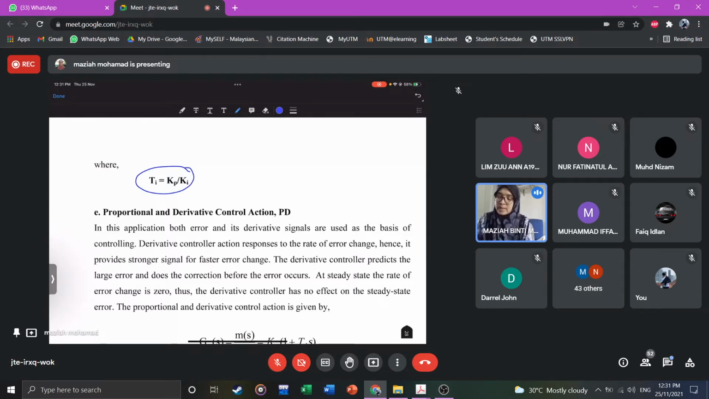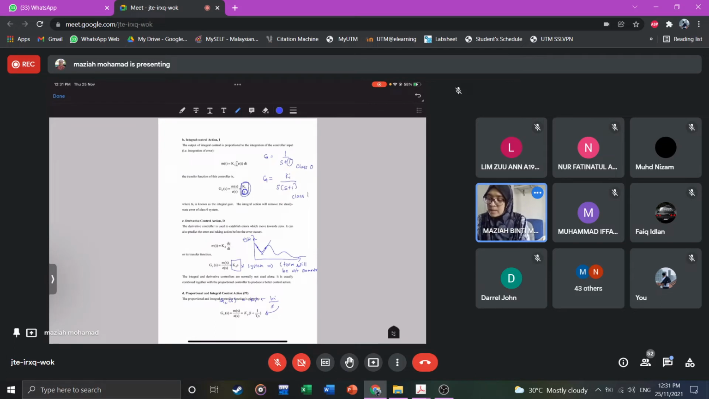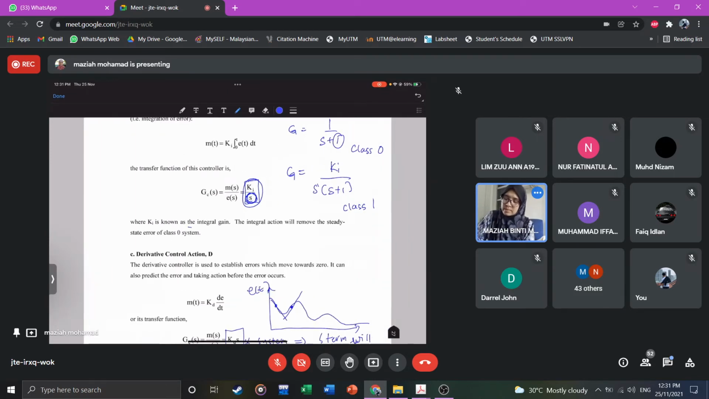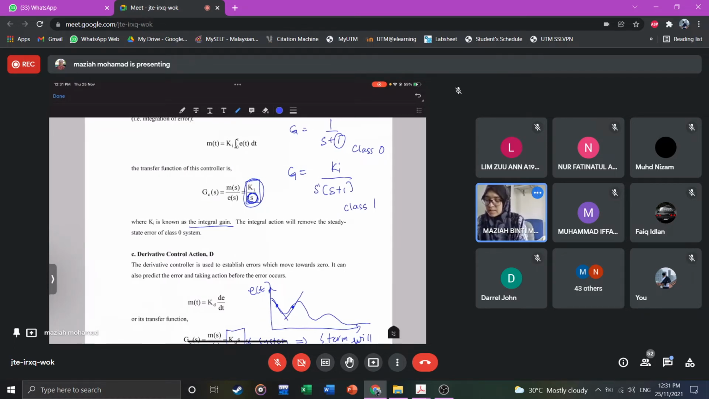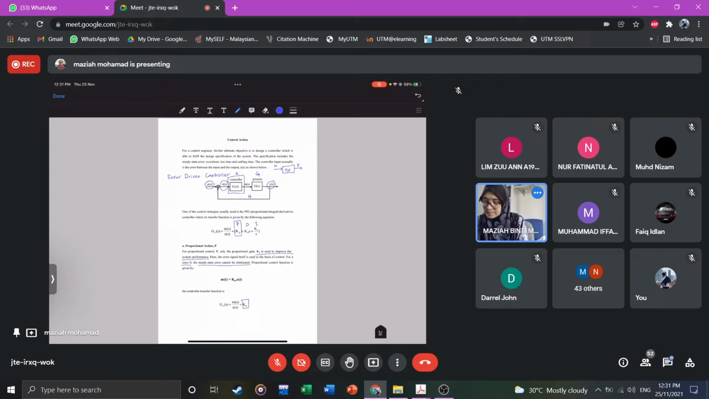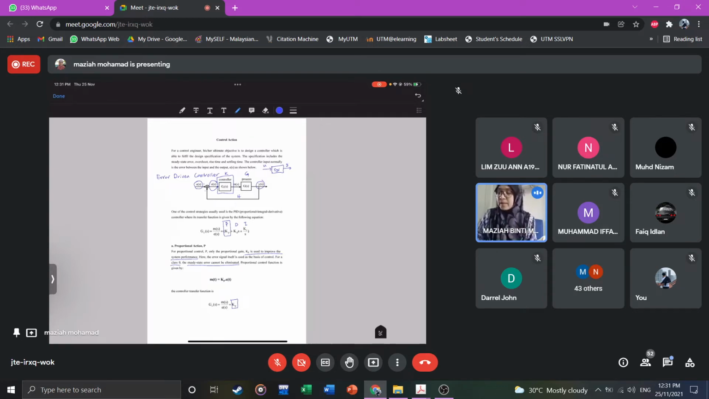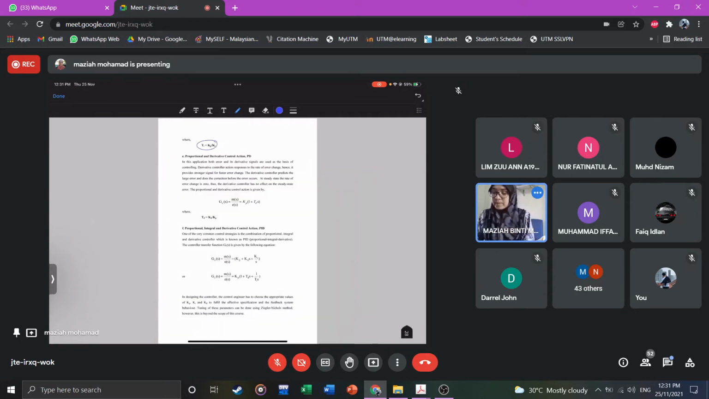Ki is what? Did I mention it already? Ki is the integral gain. Kd is the derivative gain. Kp is the proportional gain. So that is the transfer function for the PI controller.